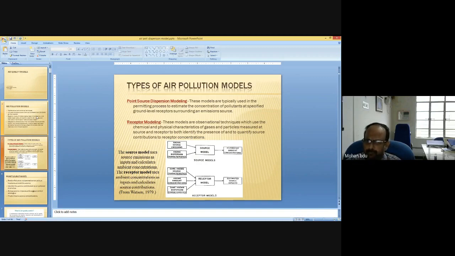Point source dispersion models are typically used to estimate the concentration of a pollutant at ground level receptors at a given location, or surrounding an emission source. The point source is nothing but the stack; from it, you can predict or model the concentrations at receptor locations. What sort of pollutants, or what concentration of the pollutants, will be there at a given receptor point.